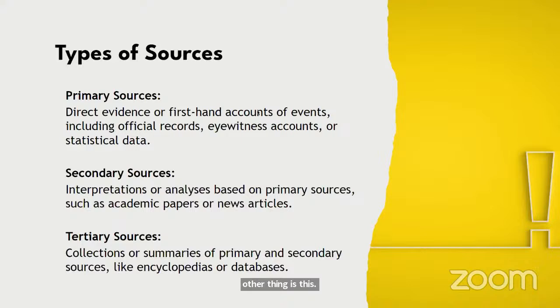And then the other thing is this. Again, the types of sources we've already mentioned. You should know that primary sources are direct evidence or first-hand accounts of events, including official records, eyewitnesses, or statistical data. And then secondary sources are interpretations or analyses that are based on primary sources, such as academic papers or news articles. So news articles are secondary sources, academic papers are secondary sources. And then tertiary sources are collections or summaries of primary and secondary sources, like encyclopedias and databases. For instance, something like Wikipedia. Wikipedia is a tertiary source because it relies on secondary and primary sources.